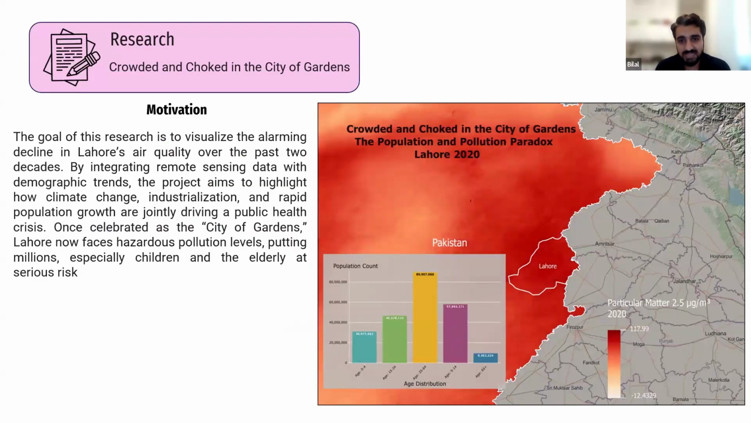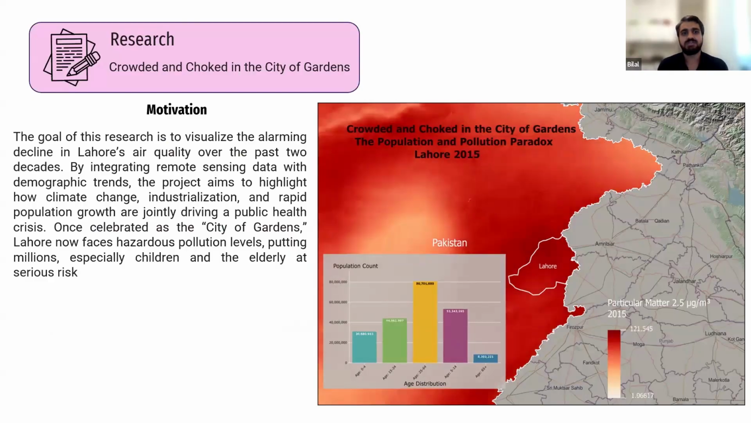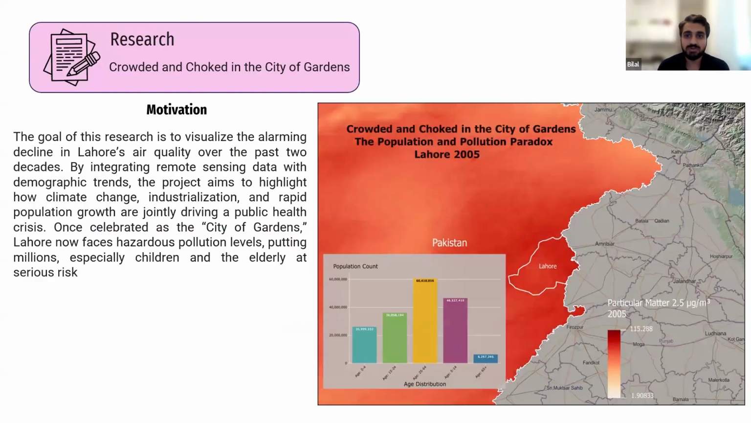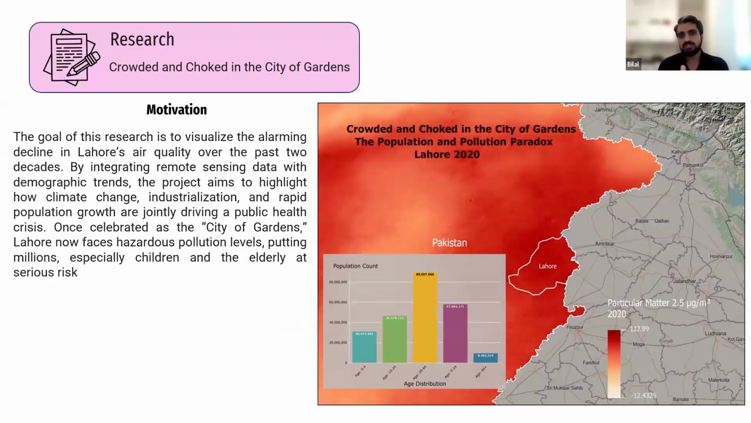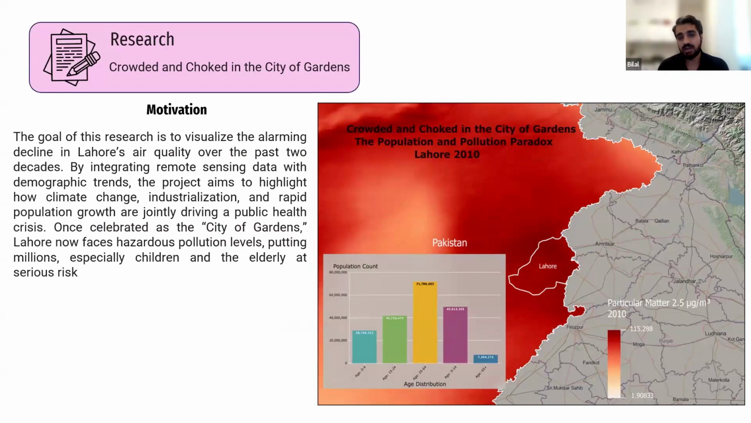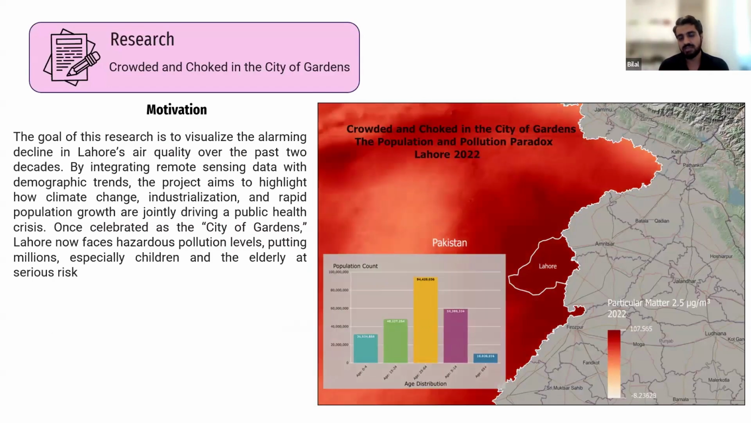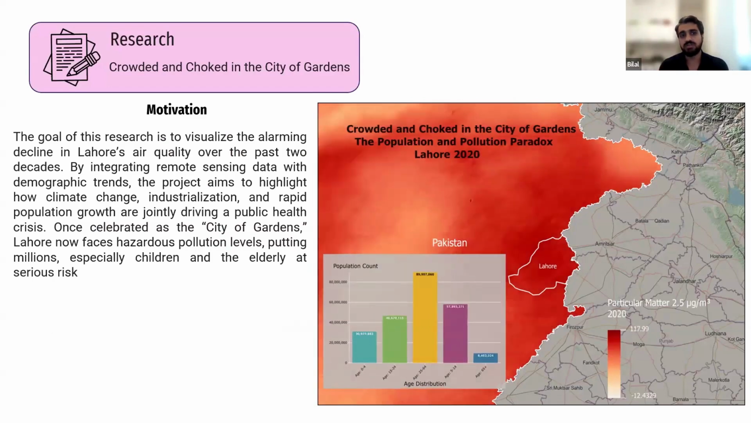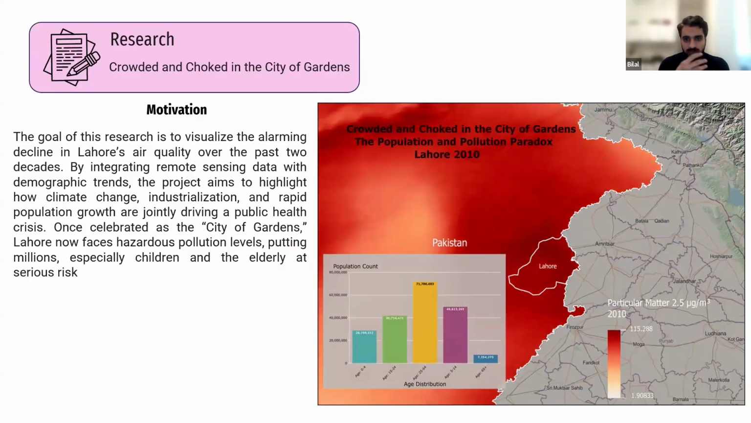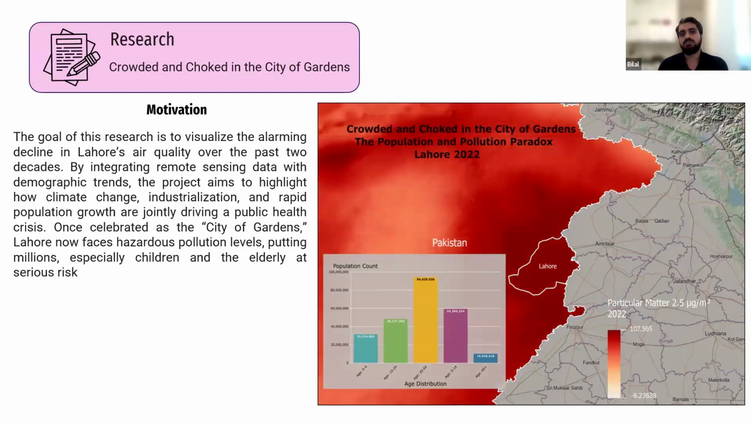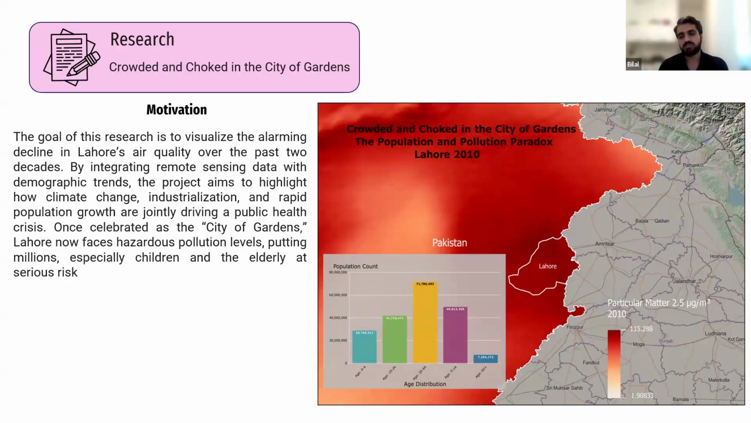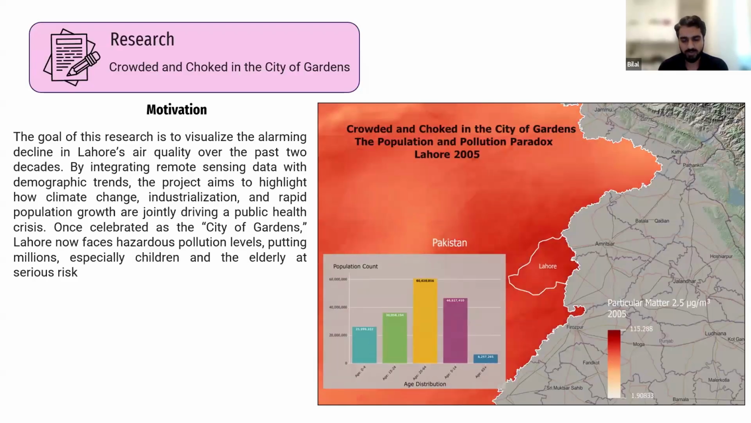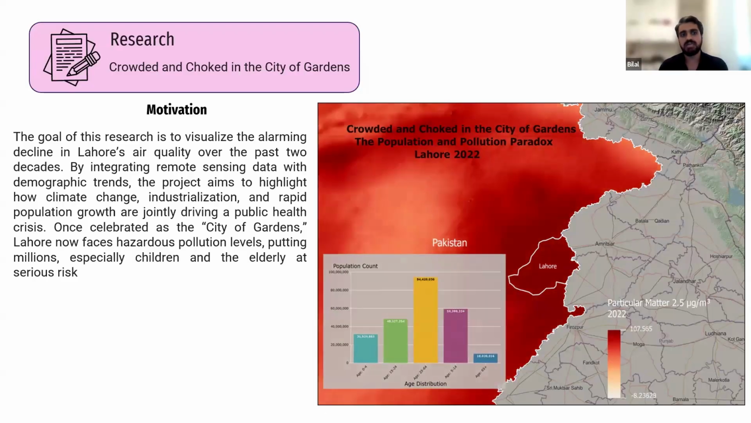So jumping into the main submission that I submitted for this contest, it is called Crowded and Choked in the City of Gardens. The aim of this research is to basically visualize the alarming situation, or the decline in the air quality, in the study area, that is Lahore, over the past 2 decades. So in order to visualize this decline in the air quality, I use a remote sensing product that is called SAT PM 2.5 that I will discuss in the further slides.